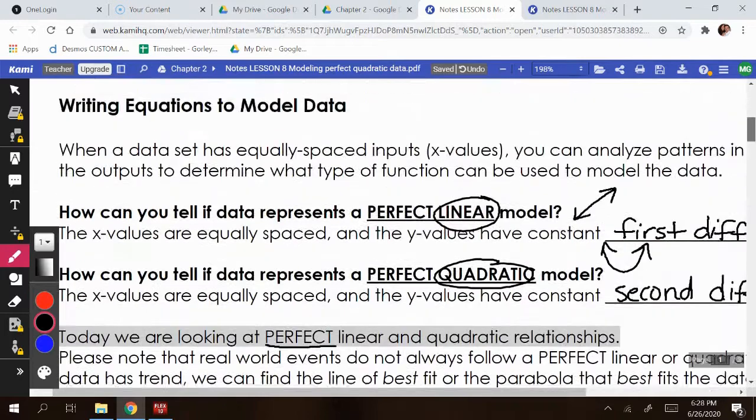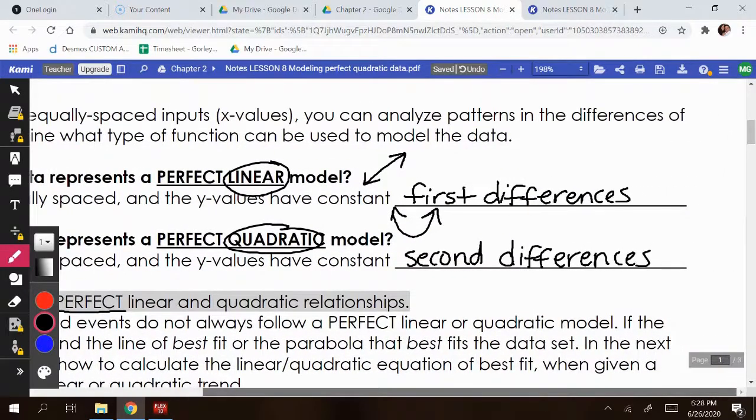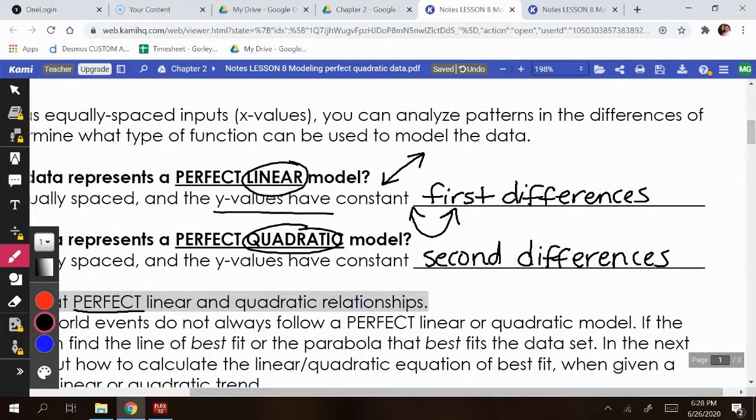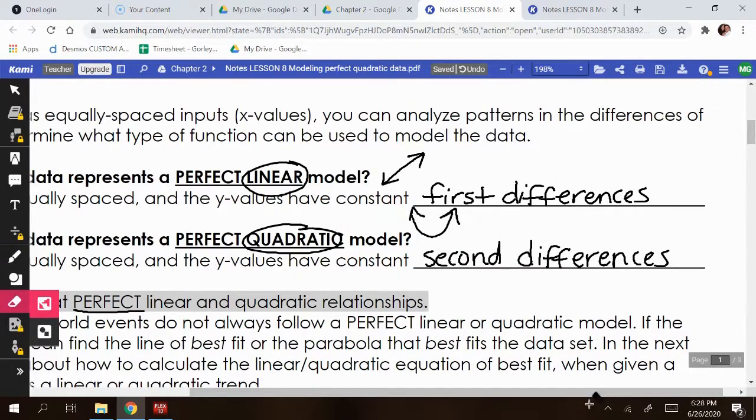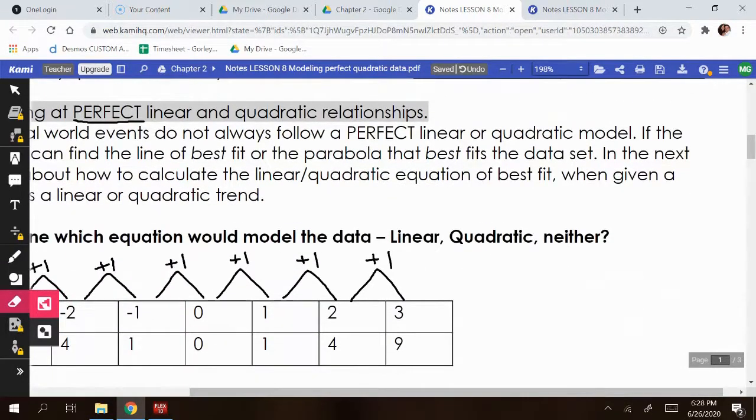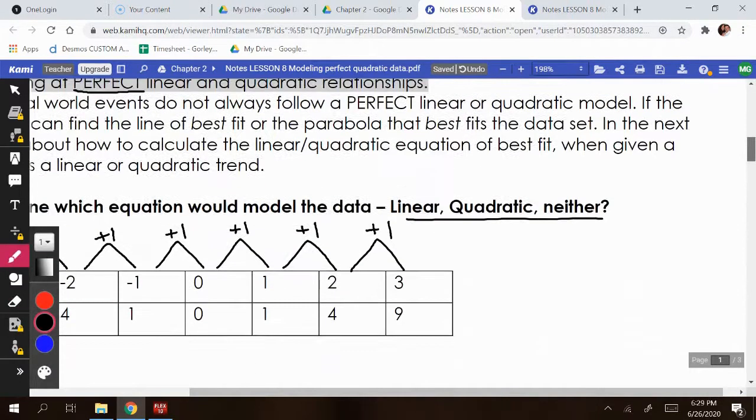Remember, the y values have constant first differences for linear models, and the y values have constant second differences for quadratic models. We also have an option to put neither as part of our answer for example 1.